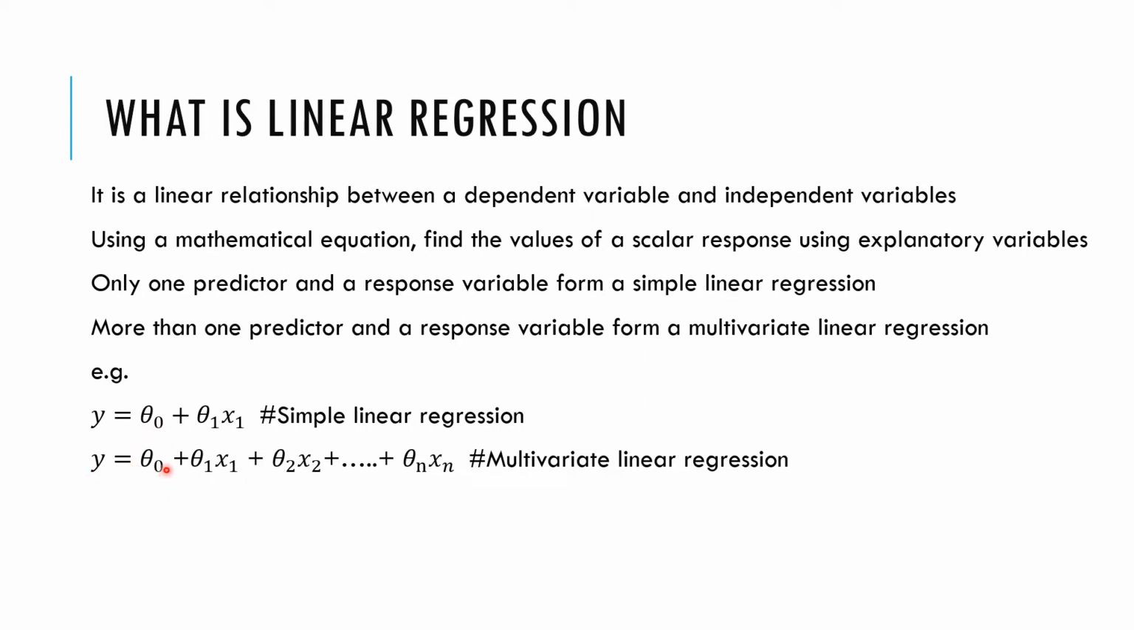Now what is theta 0 here? Theta 0 is basically known as the bias term. All these thetas in machine learning, statistics or data science are called coefficients. Theta 0 is also a coefficient, but it is called the bias term because even without independent variables, this is the predicted value of y.